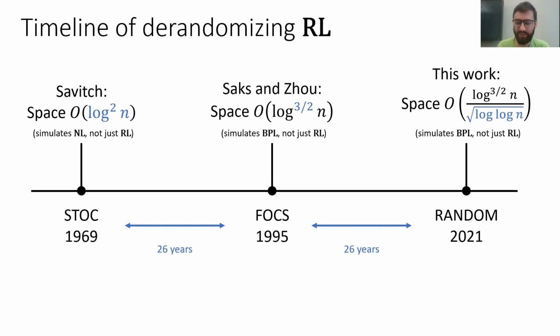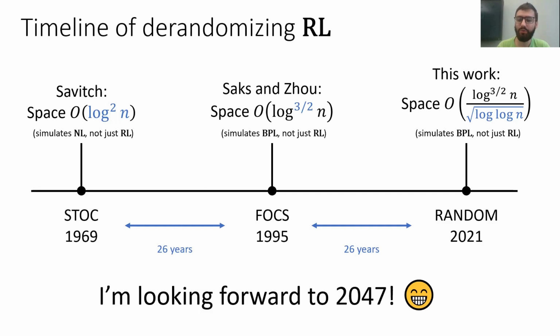So I say this just because I'm hoping that it will be fewer than 26 years before our next improvement. Hopefully, we can derandomize RL sooner than the year 2047.